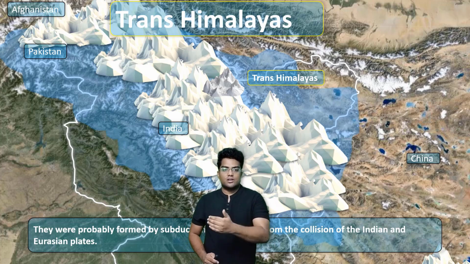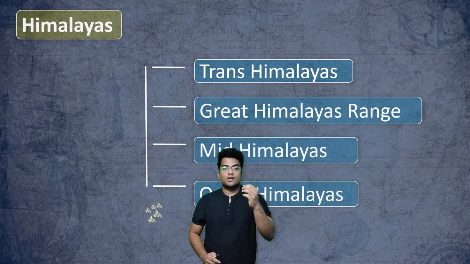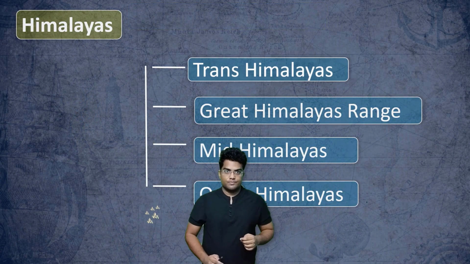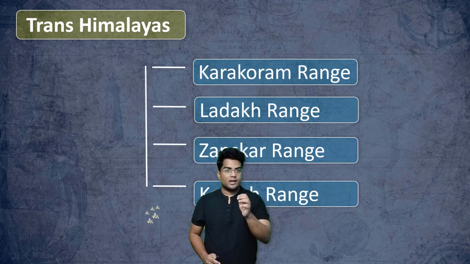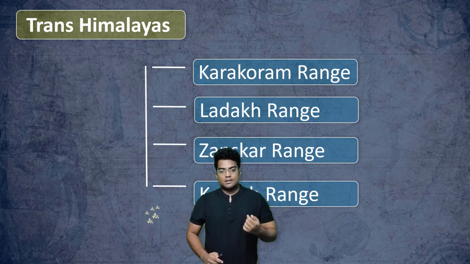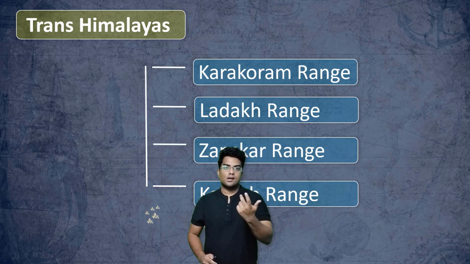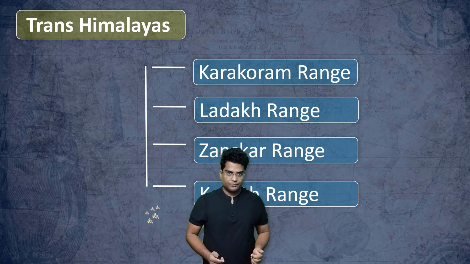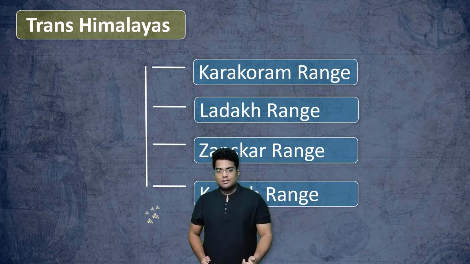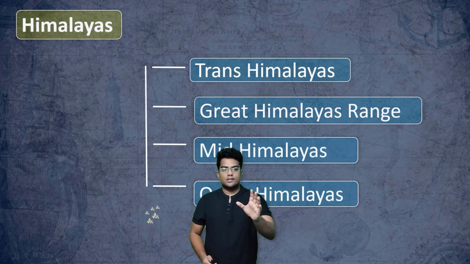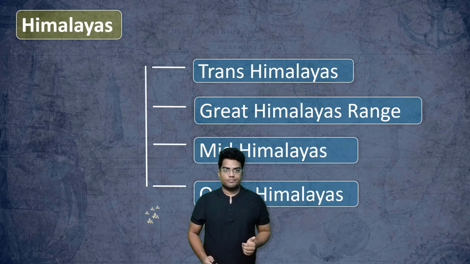Right, so the Trans-Himalayas is itself divided into 4 parts. The first is the Karakoram range, which we have done. The second is the Ladakh range, which we also have covered. Third is the Zaskar range, which we are doing now. And finally, we will have the Kailash range. So these are the ranges and these are the entirety of the Himalayas.